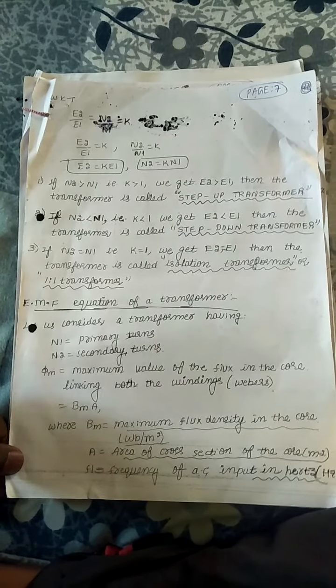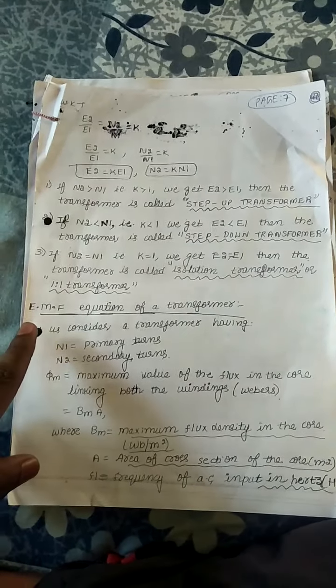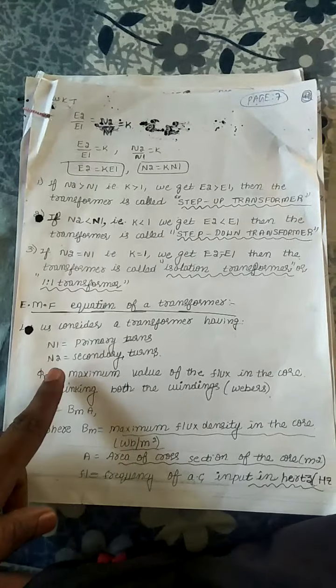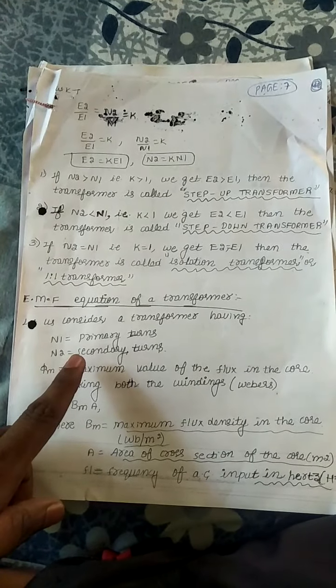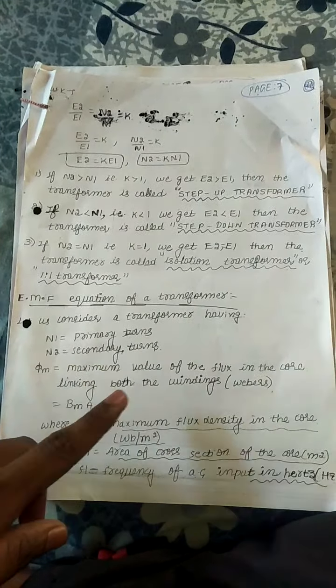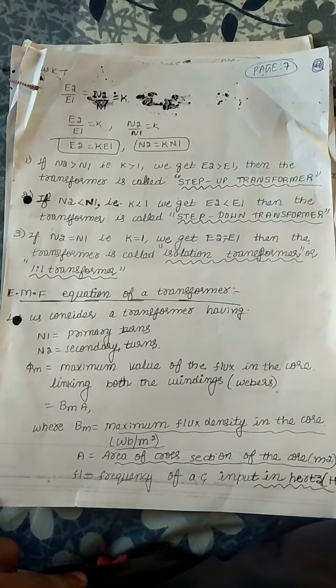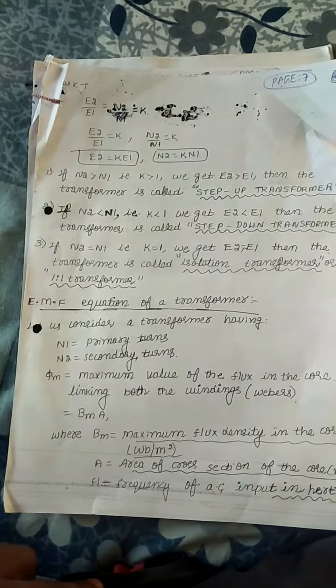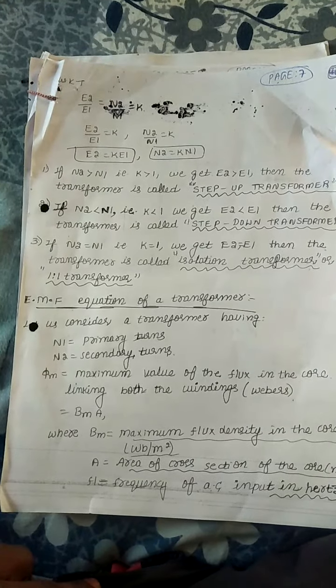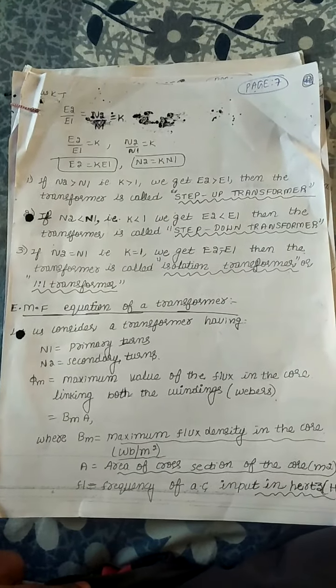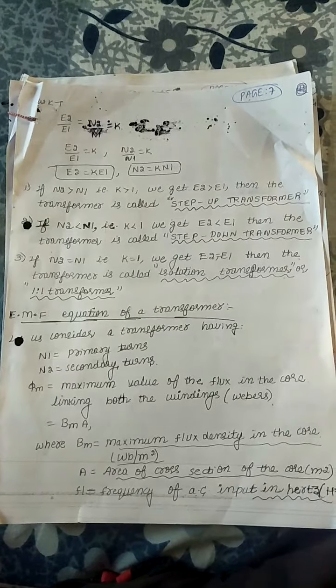In today's class, I am going to discuss the EMF equation of a transformer. EMF means electromotive force. Let N1 be the primary turns of the transformer, N2 be the secondary turns of the transformer. Phi m is the maximum value of the flux, where Bm is the maximum flux density, A is the area of the cross section of the core, f is the frequency of the AC input in Hertz.